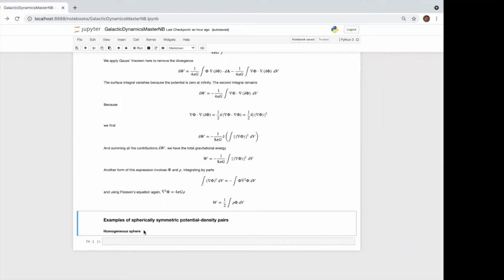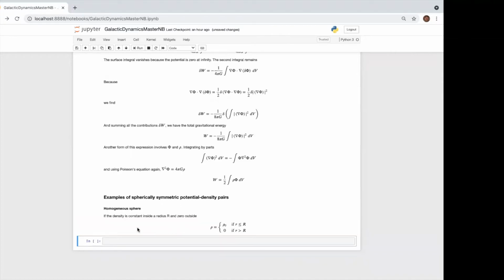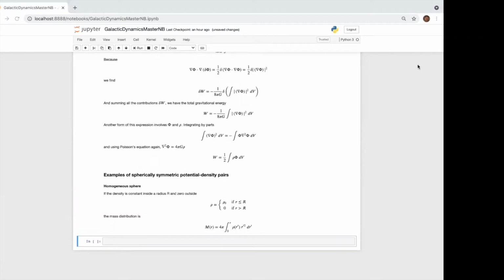Let's look at some examples of spherically symmetric potential density pairs. Let's start with a homogeneous sphere. A homogeneous sphere has constant density inside the radius R and density 0 outside of this radius. The mass distribution then is simple to integrate, which yields.